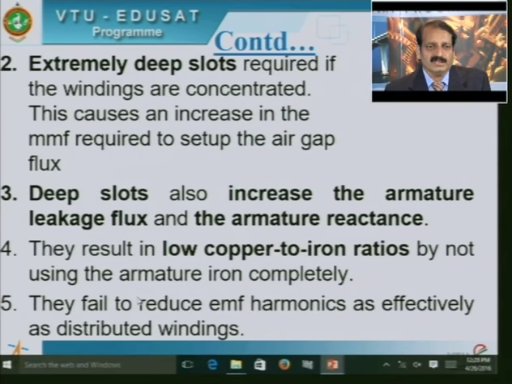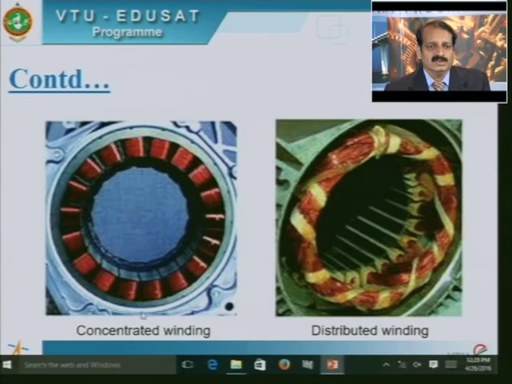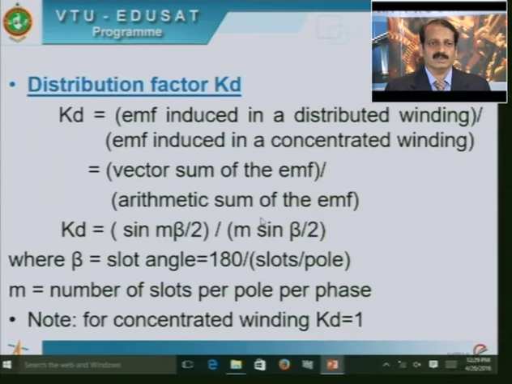So, normally we will never go for a concentrated winding; in most cases we will go for distributed windings. This picture shows how the concentrated winding at the end looks, and this is the picture with distributed winding. Here effective utilization of the iron is achieved; here the depth of slots is increased, and here the depth of slot is reduced.